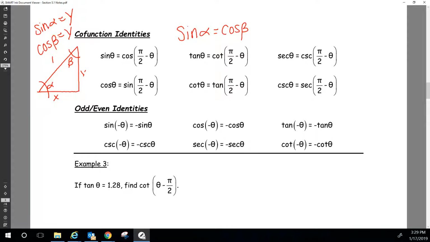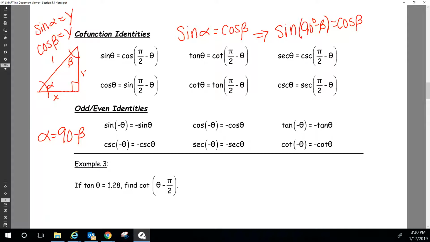And then you ask yourself, how do alpha and beta relate to each other? Well, notice they're both part of this 90-degree triangle. So would you agree with me that alpha is equal to 90 degrees minus whatever beta is? So my alpha is equal to 90 degrees minus beta. So I'm going to plug that in here. So sine of alpha, but we said alpha is 90 degrees minus beta, equals cosine beta.